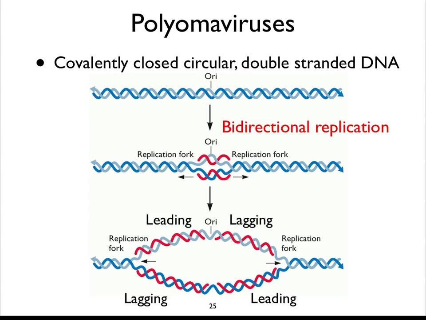We have two leading strands, and they're replicating 5 prime to 3 prime, 5 prime to 3 prime, and then the lagging strands. The lagging strands can't replicate from here because there's no 5 prime. The 5 prime is here at the replication fork. So lagging strands and leading strands both replicate in the same direction. One does it discontinuously. One does it continuously. It's a function of availability of 5 prime ends.